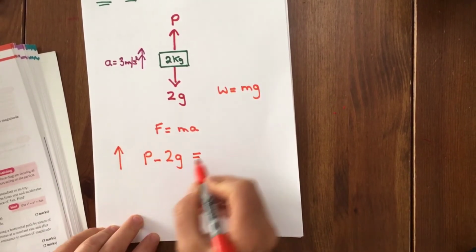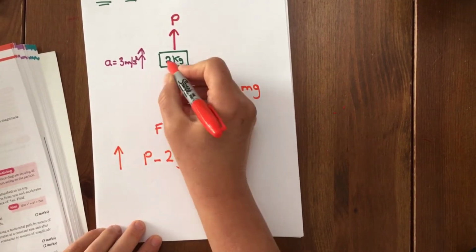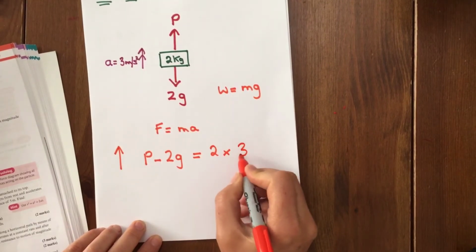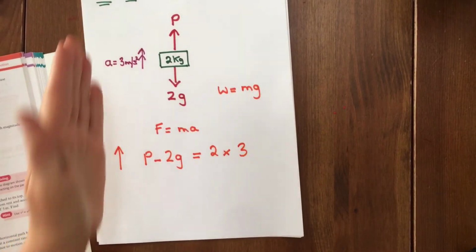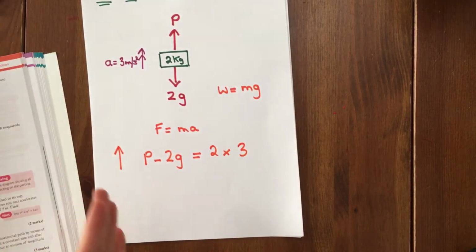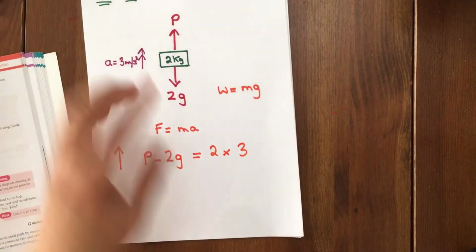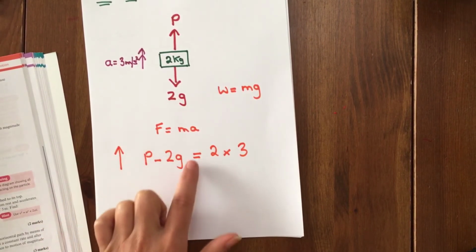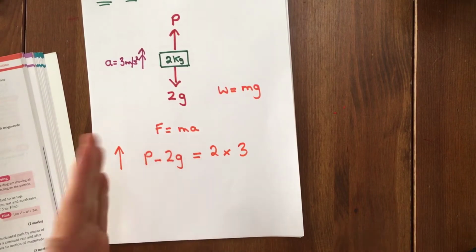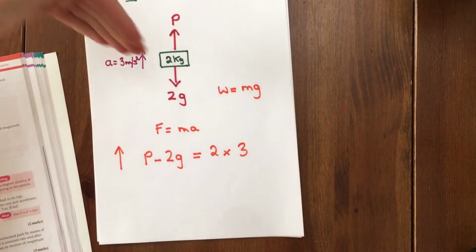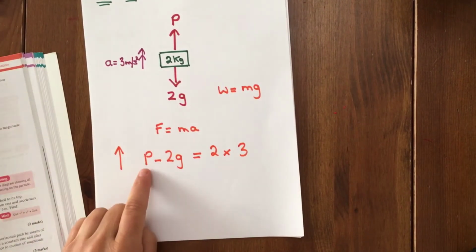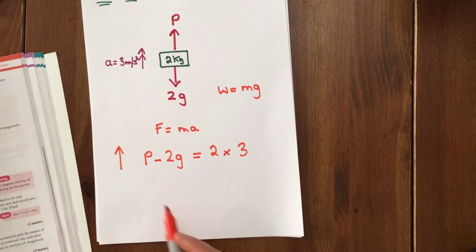Now that is equal to the mass of my object, which is 2, times the acceleration of my object, 3. And I resolve in the direction that the object is moving, i.e. upwards. So I'll just recap that again. When I've taught this in the past, it's this bit here that students struggle with. So my force going upwards is P, my force going downwards is 2g, so my total force upwards is P minus 2g.